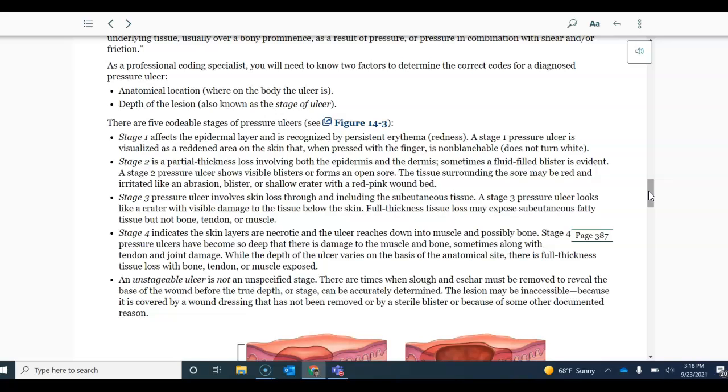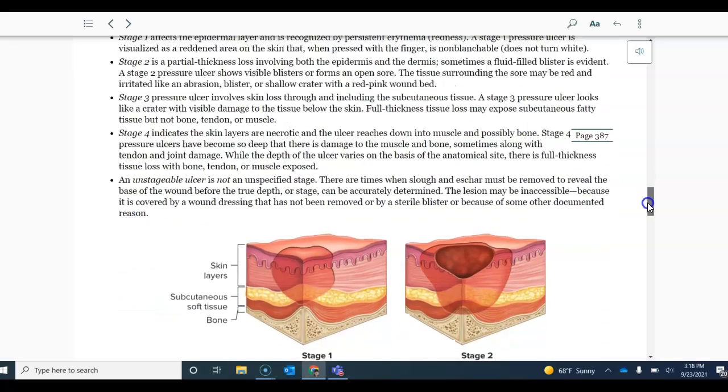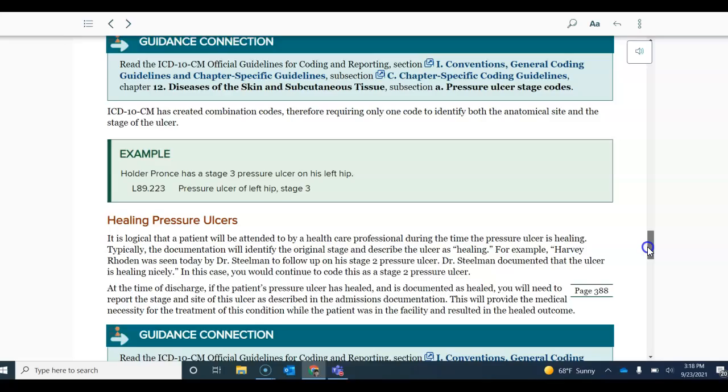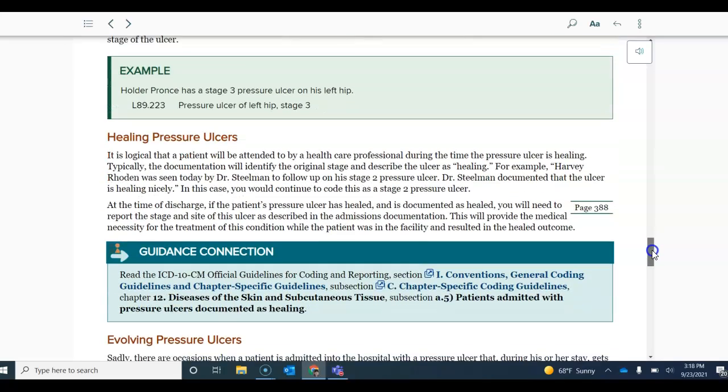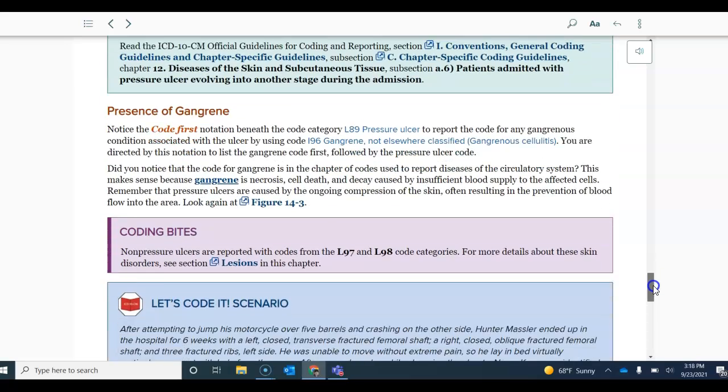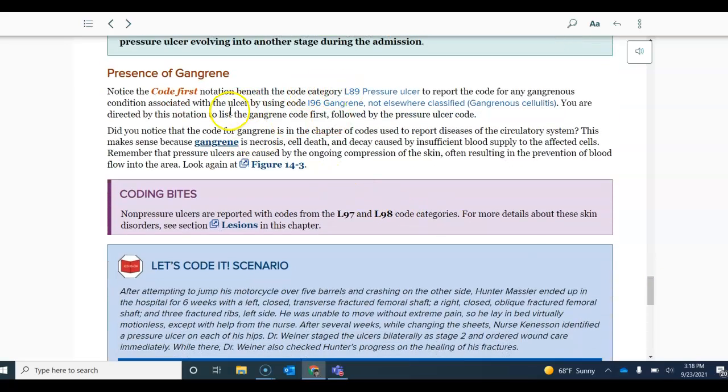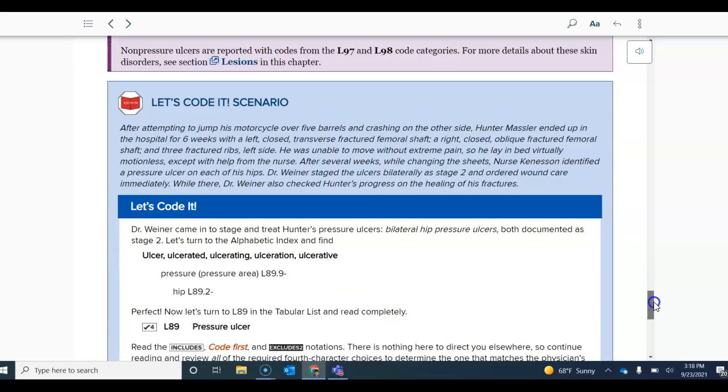And then there are some guidelines on non-pressure chronic ulcers. We've got some information about healing, evolving, and gangrene. When you have gangrene, you're going to have a notation about coding the gangrene and the pressure ulcer. Here's what I was telling you about necrosis, or cell death, meaning that that part of the tissue is not getting any kind of nutrients or oxygen from the blood vessels.